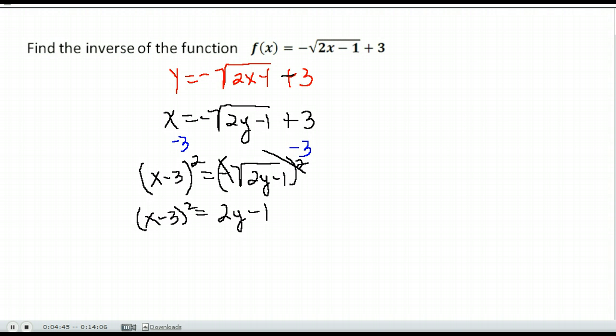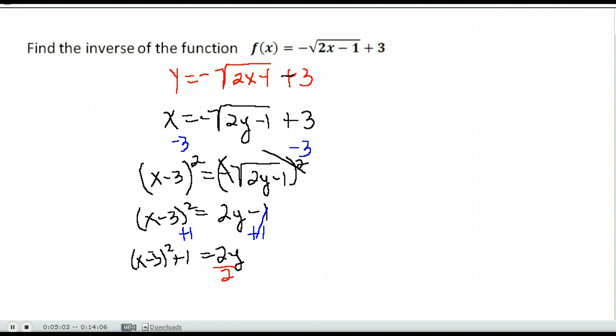Okay. Still need to isolate the y. I have a little more work to do. I'm going to have to add 1. Notice I'm not multiplying that (x - 3)² out. It's easier just to leave it in that form. Saves us a little work and doesn't really make a huge difference in our function.